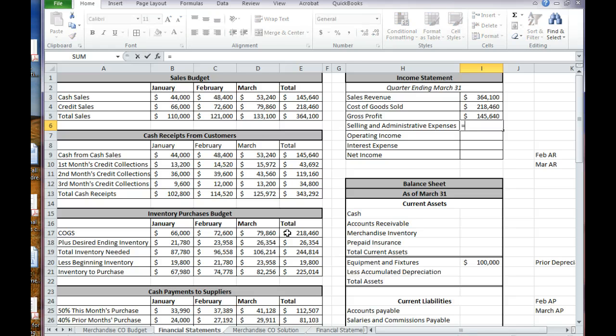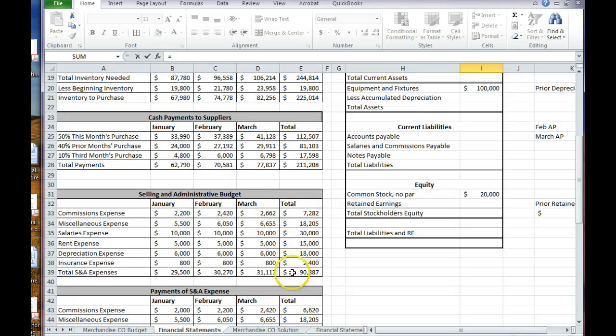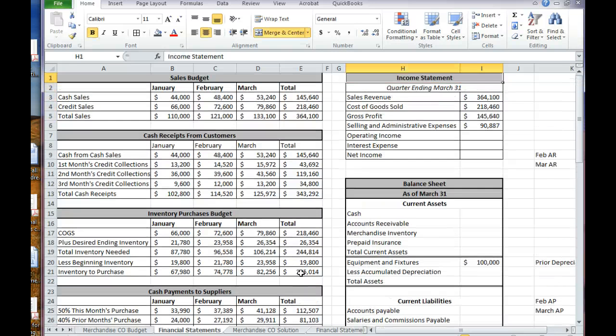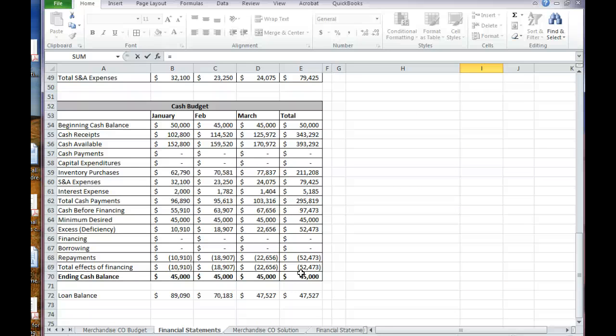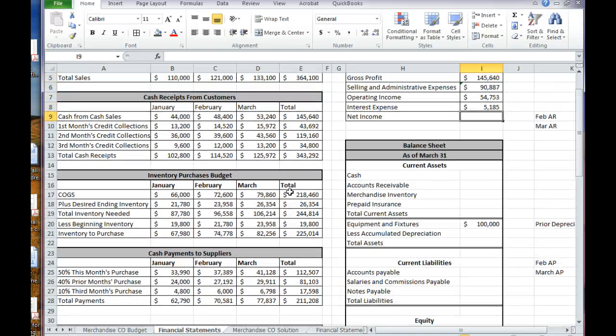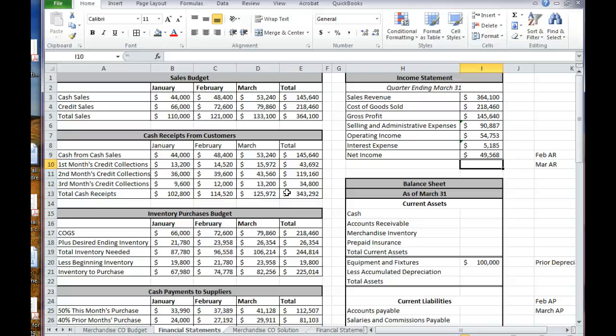Selling and administrative expenses: we go down here to the selling and administrative budget, total selling and administrative expenses, right there. And that's going to give you, all the way up here, your operating income. Interest expense, remember we just calculated interest on the cash budget. There's our interest expense, $5,185. And your net income is going to be subtracting the two. All right, so that becomes your income statement. Very straightforward. These little green things just say I used a different formula for that one than for the one above it. That's fine, so we're okay.